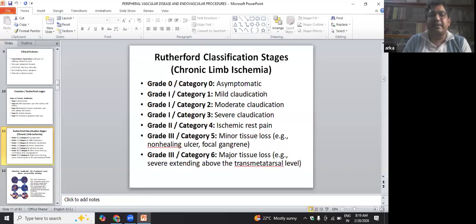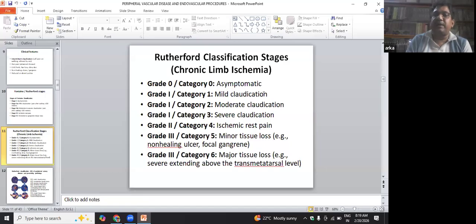And grade 3 is category 5, that is minor tissue loss along with changes of ABPI, and grade 3 also has category 6. So what is grade 3 in Fontaine classification can be category 5 or category 6 in Rutherford classification, that is minor tissue loss, non-healing ulcer and focal gangrene, and category 6 major tissue loss. Grade 0 is the same for both. For grade 1 there are category 1, 2, 3. For grade 2 there is category 4, and grade 3 category 5 and 6.